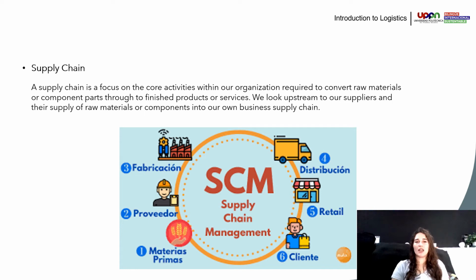Then we have the supply chain. This is something that we're going to hear a lot in our careers. A supply chain is a focus on the core activities within our organization required to convert raw materials or component parts to finished goods or services. We look upstream to our suppliers and their supply of raw materials or components into our own business or supply chain.